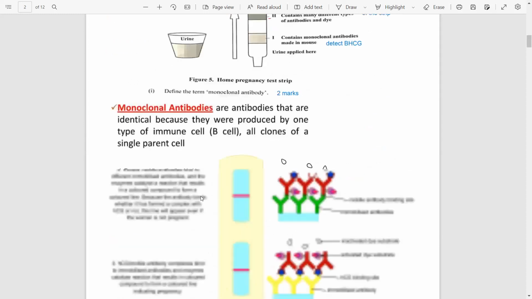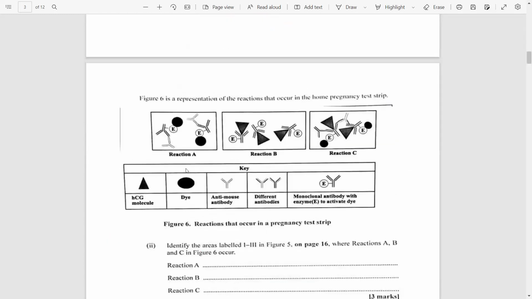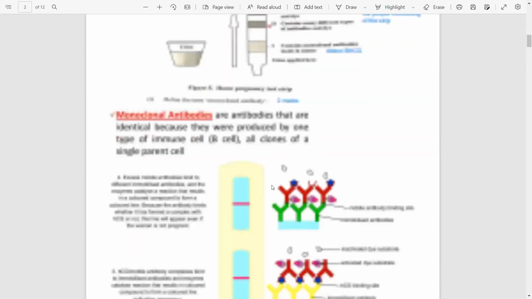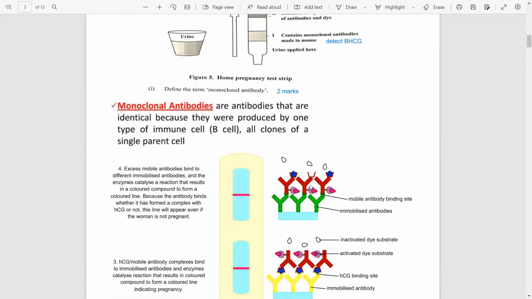So look back at reaction A. I'm going to help you with this one. This is basically what you would see at the test strip. You're just checking that the mobile antibodies made their way down the strip. That's all it's doing. Look at reaction A and see if it doesn't match up with what you're seeing here.